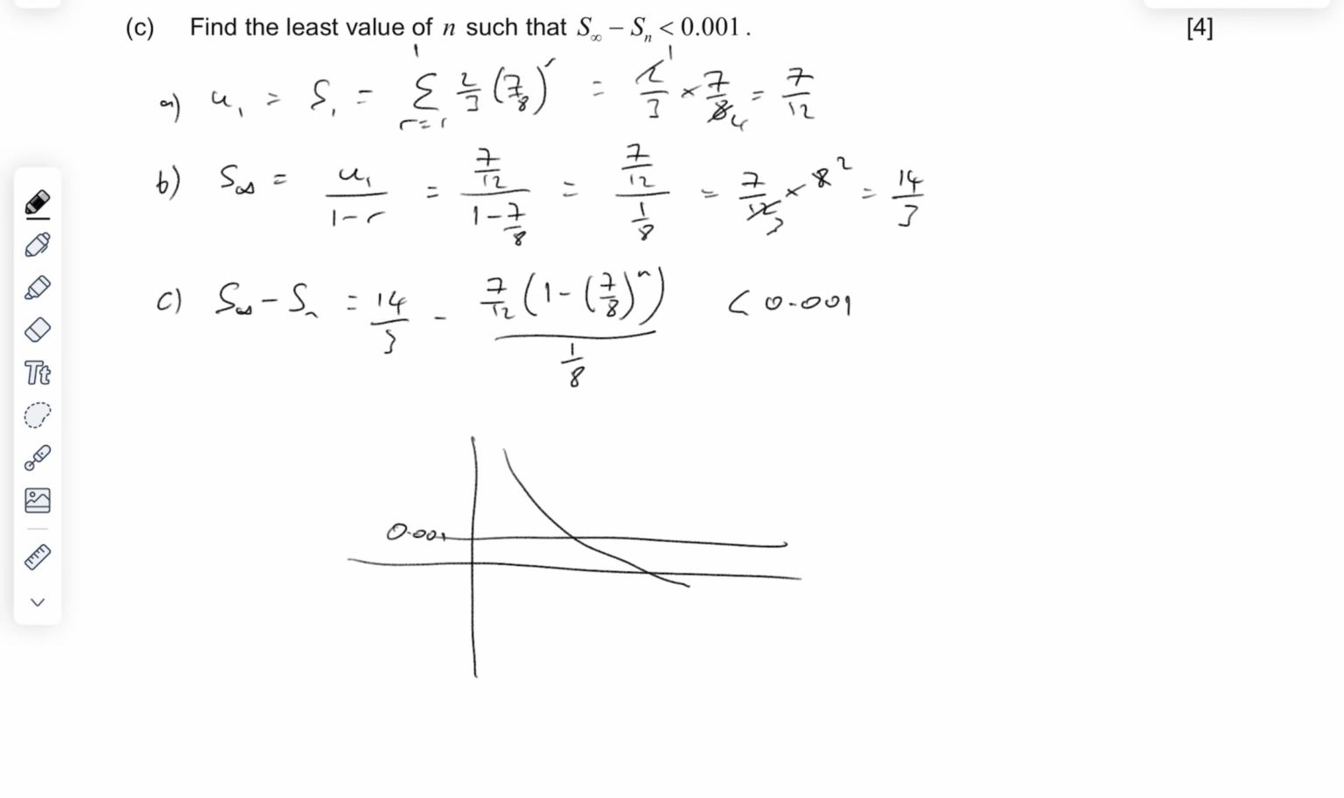Here's my graph coming down, so the exponential comes down like this. And this point here is 63.267 and 0.001. This is y equals s infinity subtract Sn, and this is y equals 0.001. So therefore, for the least value of n, it's smaller than that, so we actually have to be this side of 63, so therefore n equals 64.